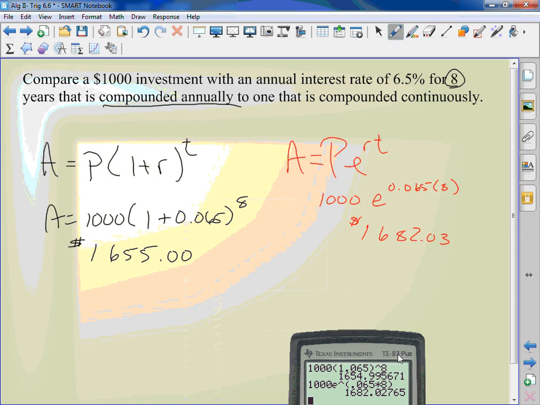So compounded continuously, you make about $30 more. It's not a big difference, even though some people think if I took the money and I made interest every single second, you're going to make a ton of money. It doesn't work that way. Because you've got to think, after a second, you're making fractions of a penny. And then eventually it adds up. Right.